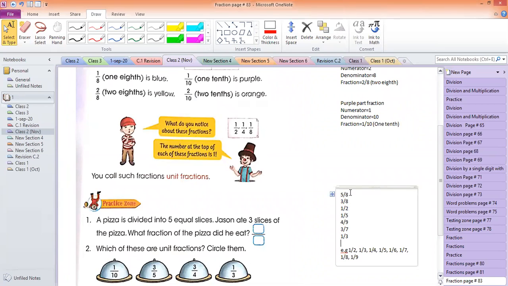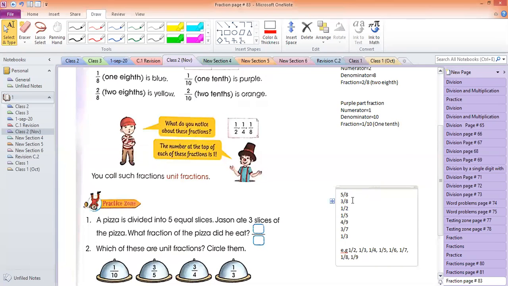So this is not a unit fraction. Why? Because there is 5. This is also not a unit fraction. Why? Because in the numerator this is 3. This is a unit fraction, yes. This is also a unit fraction, yes. But this is not. Why? Because this has 4 in the numerator. And this is also not. And this one is a unit fraction.